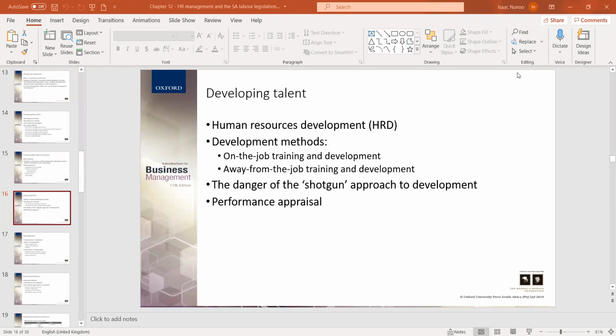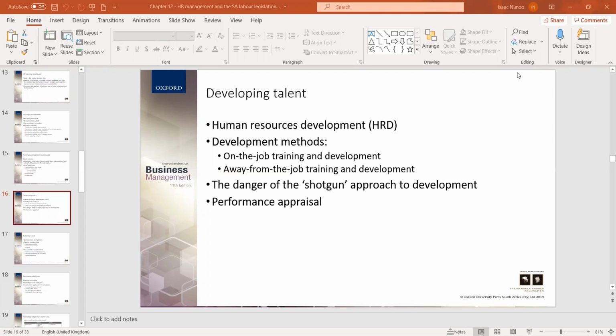So one thing we also look out for in terms of developing talent is the danger of a short-term approach to development. When companies take an indiscriminate approach to development, that is what we term the shotgun approach. The focus is that if you train one employee to a particular standard, it may be good for all other employees. So you are indiscriminate about how you develop people, and once you develop people to a particular standard, it is assumed to be the same for all.